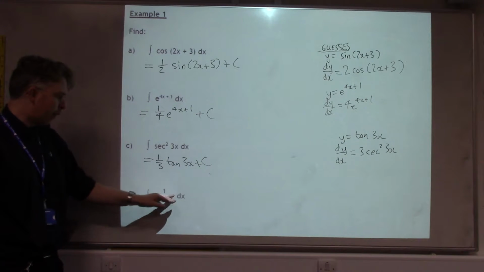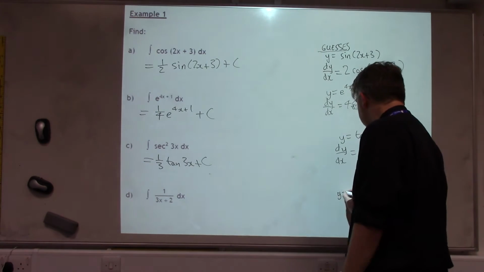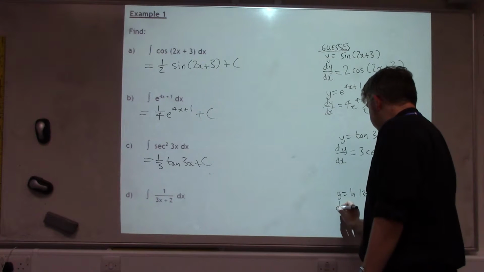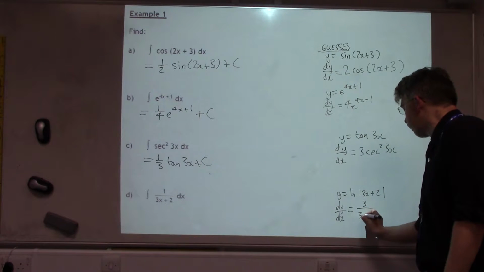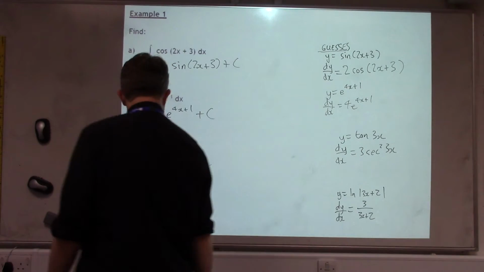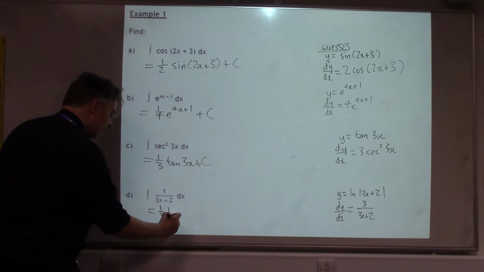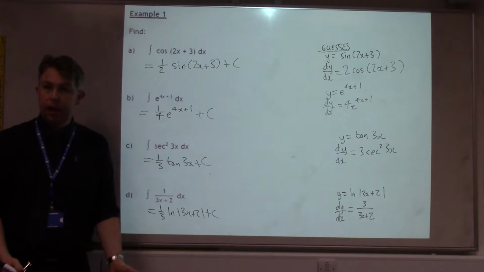So part D, 1 over 3x plus 2, we could have guessed y equals ln of 3x plus 2. Differentiating, we get 3 over 3x plus 2, which is 3 times too big. So it must be a third of my original guess. Or apply the formula.